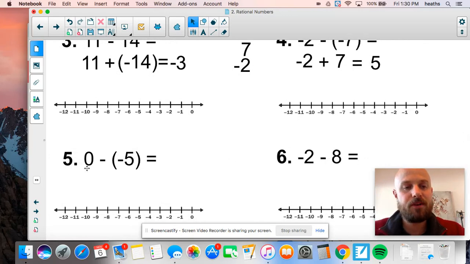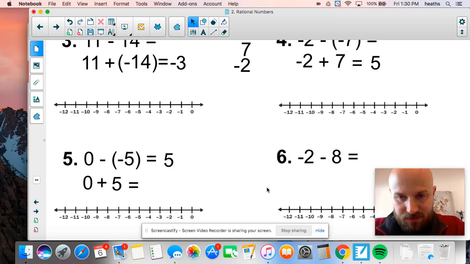Okay, and to finish up here, we have 0 minus a negative 5. So 0, add the opposite, it's going to be plus, and the opposite of negative 5 is going to be positive 5. Nothing fancy we need to do here. 0 plus 5 is going to give us a final answer of 5.